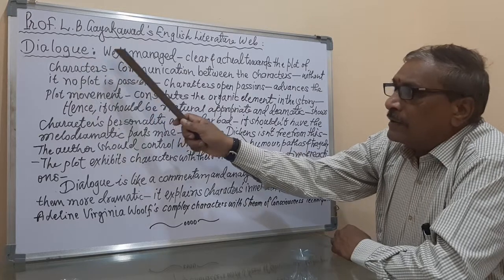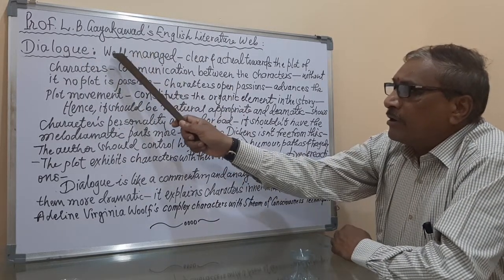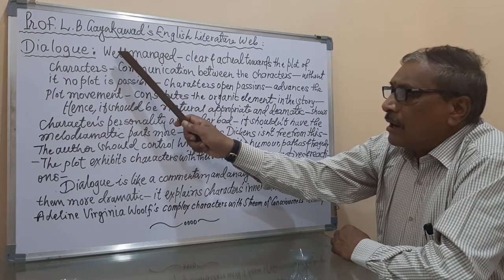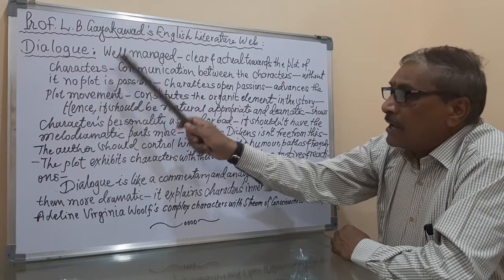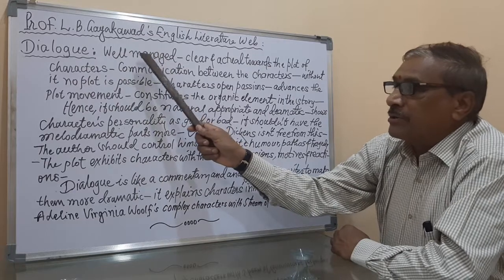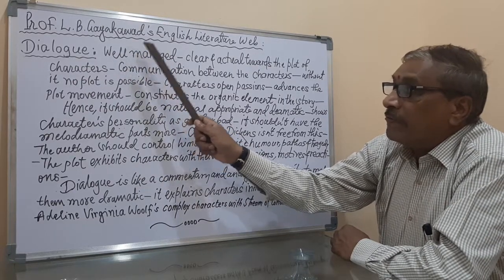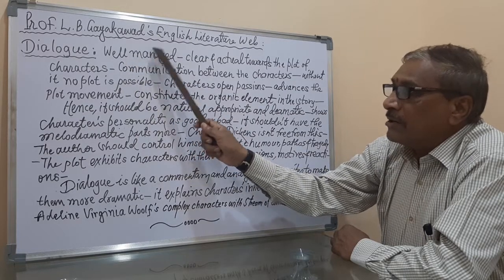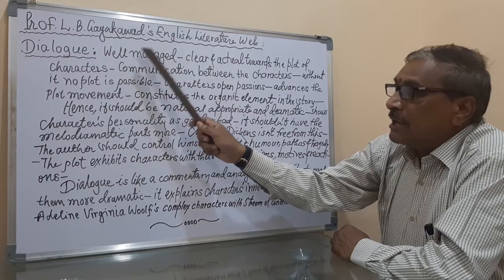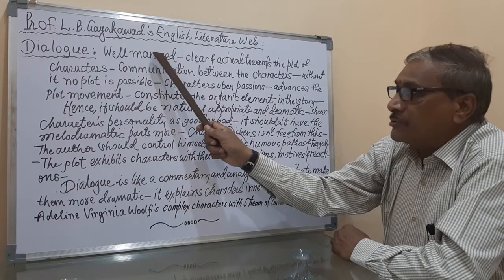So here the dialogue should be well managed, because when the writer writes his novel or the story, or suppose the drama, he should write his dialogue well managed. Well managed means he should manage that dialogue very well. Means he should write that dialogue very well. Means he should write his dialogue systematically. That is called well managed.